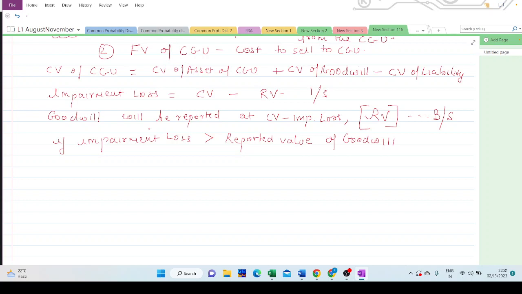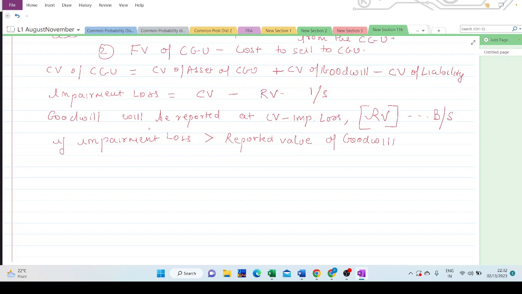If the impairment loss is greater than the reported value of goodwill, then impairment loss would first be recognized to goodwill, and once goodwill is reduced to zero, then the remaining loss is allocated to all other non-cash assets in the CGU on a pro rata basis. ठीक है, अभी एग्जाम्पल करके समझते हैं, राइट, we'll understand this with an example.